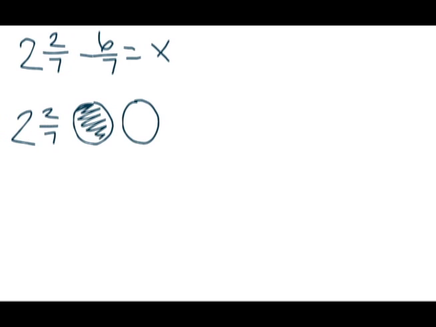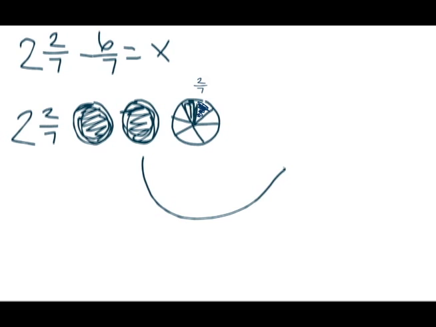that are completely shaded in, and 2/7. And one of those pieces is shaded in. I'm subtracting 6/7. The way that my fraction circles are now does not allow me to subtract 6/7. So what I'm going to do is break up one of my wholes into 7s.